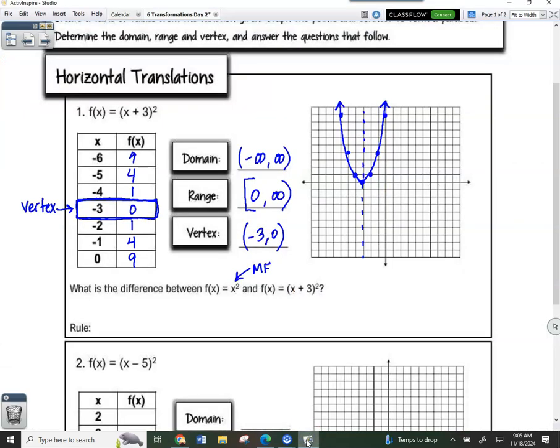So what's the difference between these? You would say this is called a horizontal shift or translate horizontally left 3. It translated or shifted. You need to know both words. Left 3.